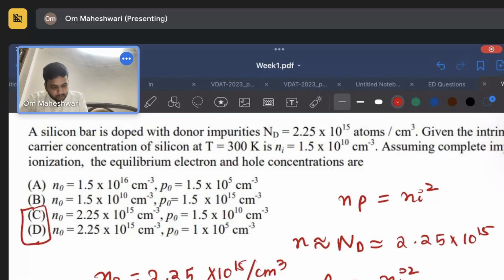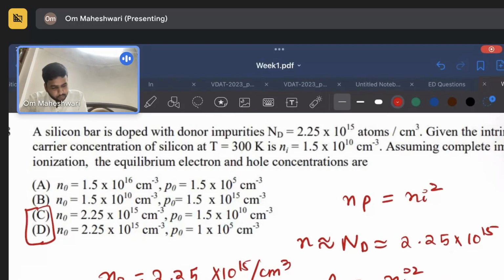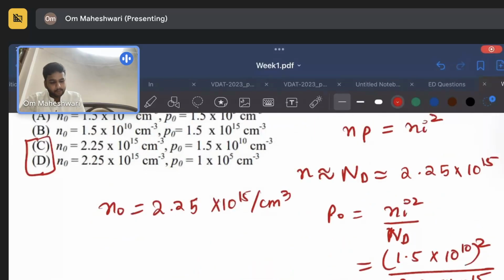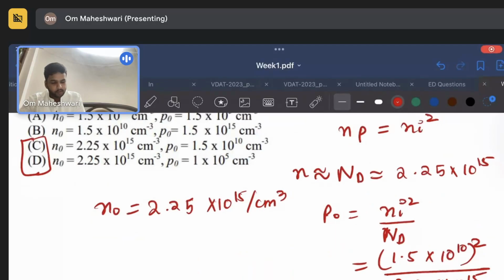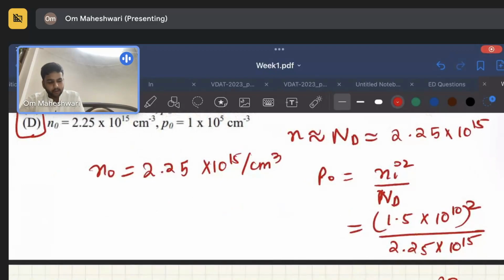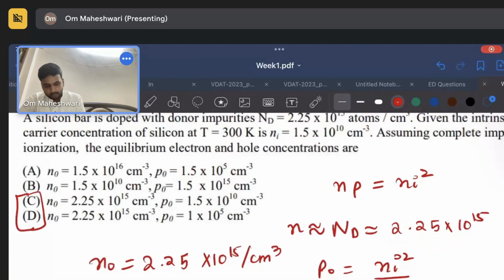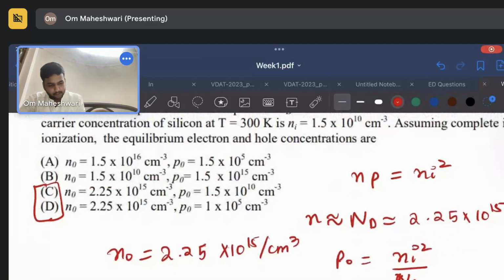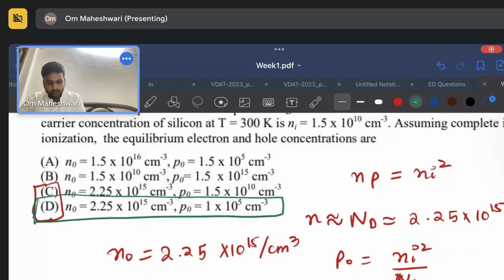divided by Nd, which is 2.25 into 10 to the power 15. Actually 1.5 square is 2.25 only, so it is 2.25 into 10 to the power 20 by 2.25 into 10 to the power 15. So p0 is equal to 1 into 10 to the power 5 per centimeter cube. So the answer is D. Very easy, right?